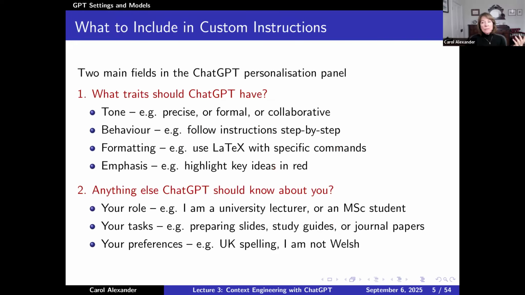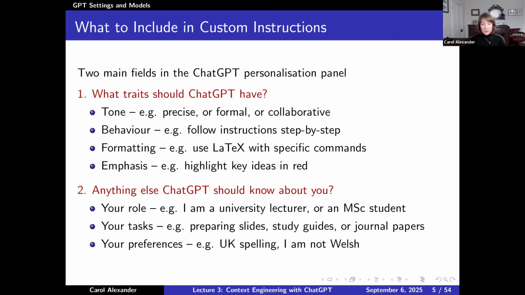So how do you make your custom instructions? Well, you go down to the left-hand corner of the screen where your account is, and you click that. At the moment, you can also see custom instructions straight away, but they change the interface all the time, so you may just have to go into settings, and then you'll find custom instructions. There'll be two fields. The first field asks, what traits should GPT have? That's where you set the tone, whether you want it to be precise, formal, collaborative, that sort of thing. You set its behavior, and you set the formatting.